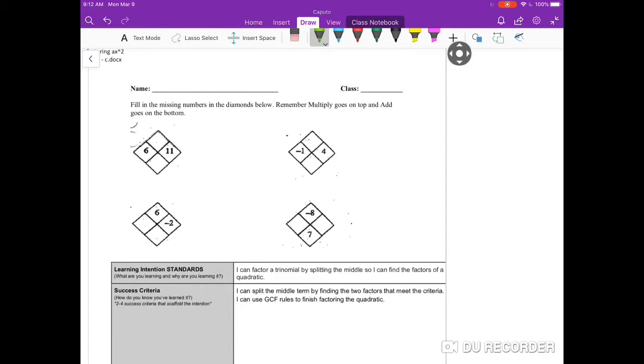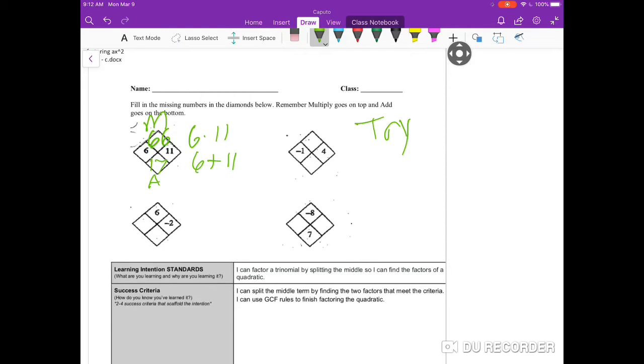Number one, let's look at some of the numbers. So remember, it has to multiply to this number and add to this number. Well, 6 times 11 is 66, so that goes there. 6 plus 11 is 17, so that goes there. Okay, you can try this one here.